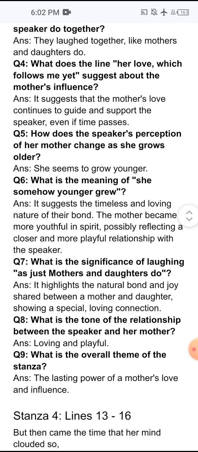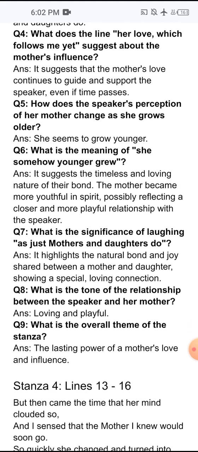How does the speaker's perception of her mother change as she grows older? She seems to grow younger.